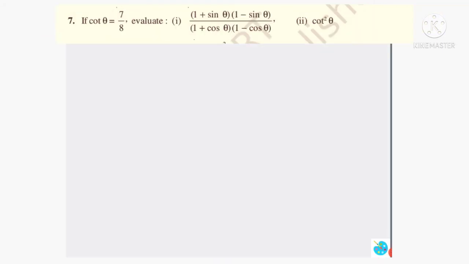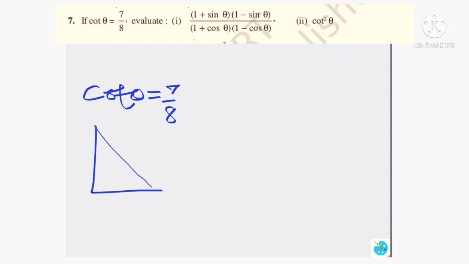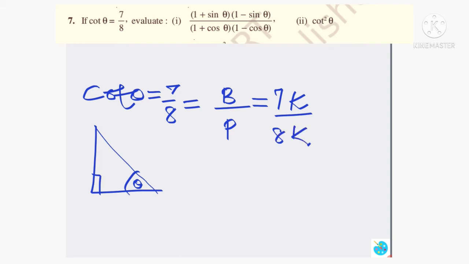In question number 7, I am given that cot theta is equal to 7 by 8, right? And I have to evaluate an expression. So let us first complete the triangle. Let this angle be 90 and this angle be theta. Now the formula for cot is the reciprocal of tan. Tangent is perpendicular upon base, so base upon perpendicular is the formula for cot theta. Now, this is 7, so base is 7k and perpendicular is 8k. You have to use the k factor. So I have base as 7k, as I have considered this as theta, and perpendicular is 8k.